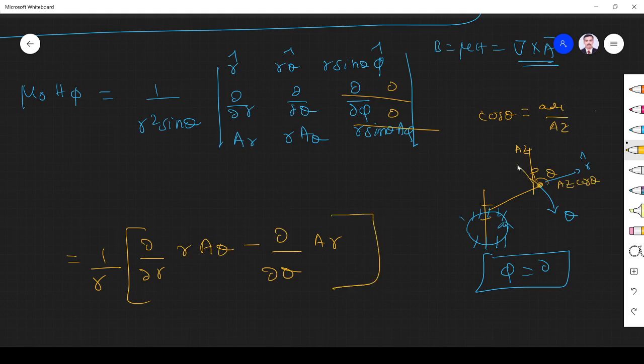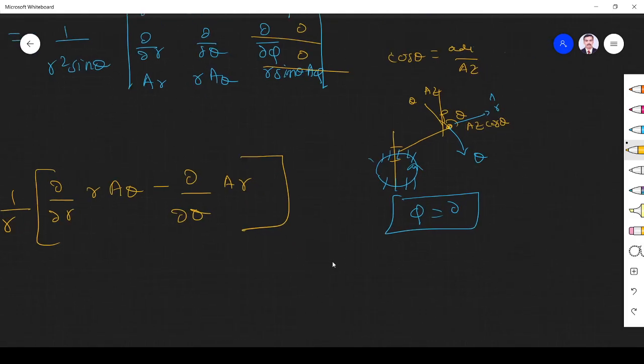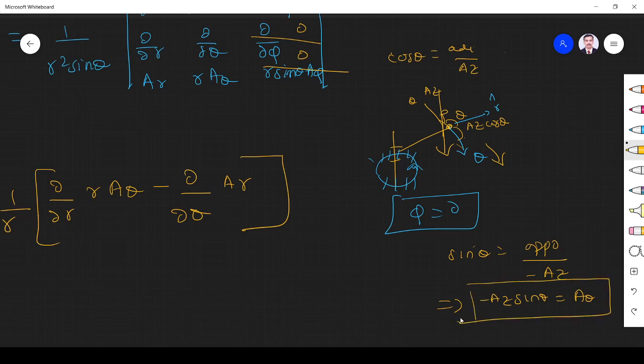Similarly, this is opposite. This is theta. This is minus theta direction. So this indicates sine theta is equal to opposite divided by hypotenuse. Hypotenuse is minus AZ. This is plus AZ. So this is minus AZ. Theta is in this direction. So minus. So opposite direction. That is given by opposite, that is A theta equals minus A z sine theta, okay, A theta, right, fine.